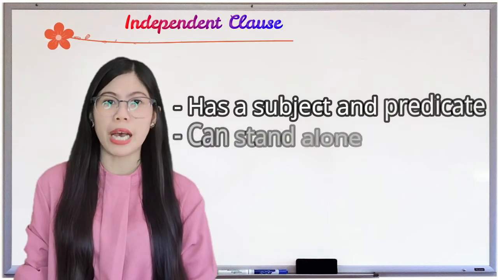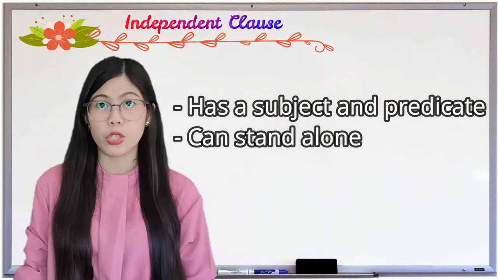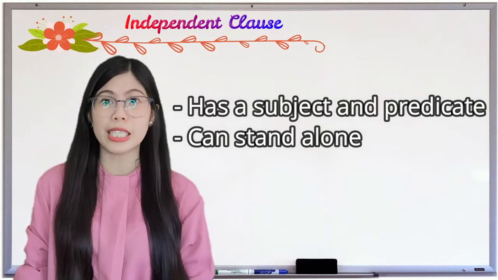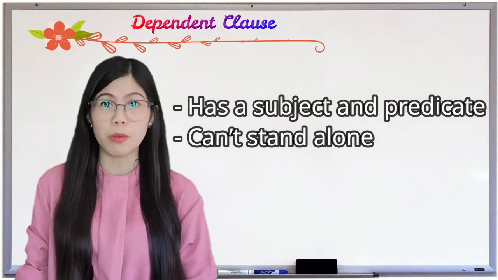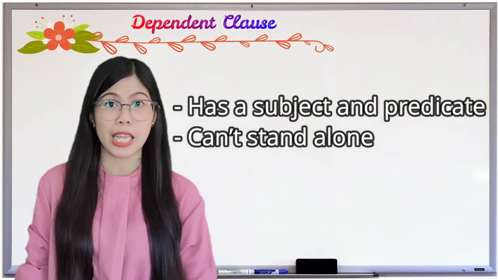Now, what do you mean by independent clause? It only means that it has a subject and a verb and expresses a complete thought, or can stand alone. While a dependent clause, although it has a subject and a verb, doesn't express a complete thought, or it cannot stand alone.